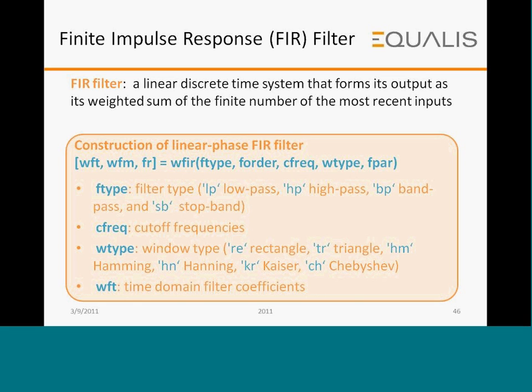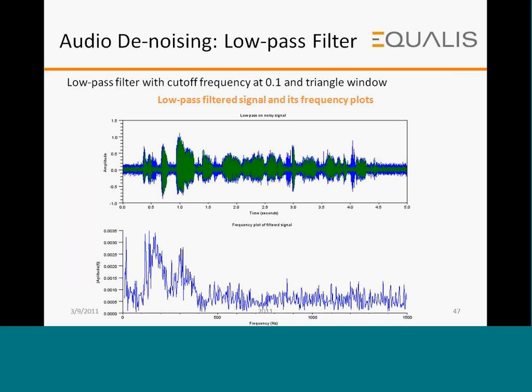How do you construct it using Scilab? That is what is shown in this box. The filter type, the cutoff frequencies, the window type, and the time domain filter coefficients. Say I want to do audio denoising by constructing a low pass filter with a cutoff frequency of 0.1 and a triangle window.